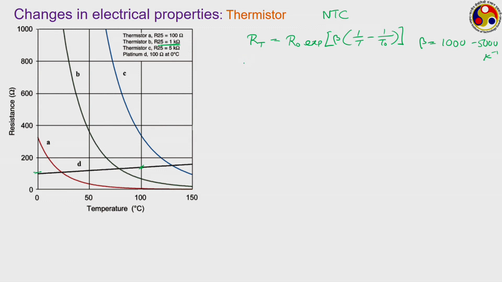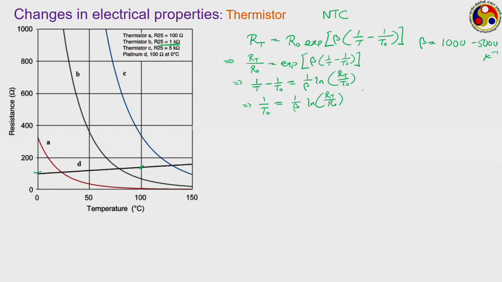If we are interested in the expression for temperature alone, then we can write this way: RT by R naught is equal to exponential of beta into 1 by T minus 1 by T naught. So, 1 by T minus 1 by T naught is equal to 1 by beta into ln of RT upon R naught, that is 1 by T is equal to plus 1 by T naught.